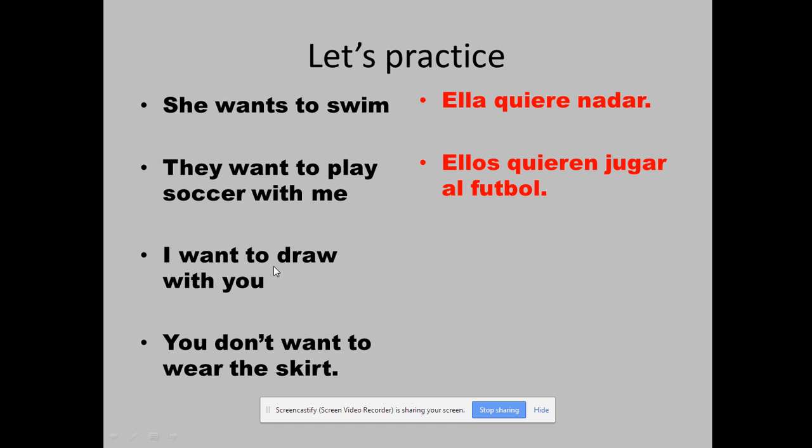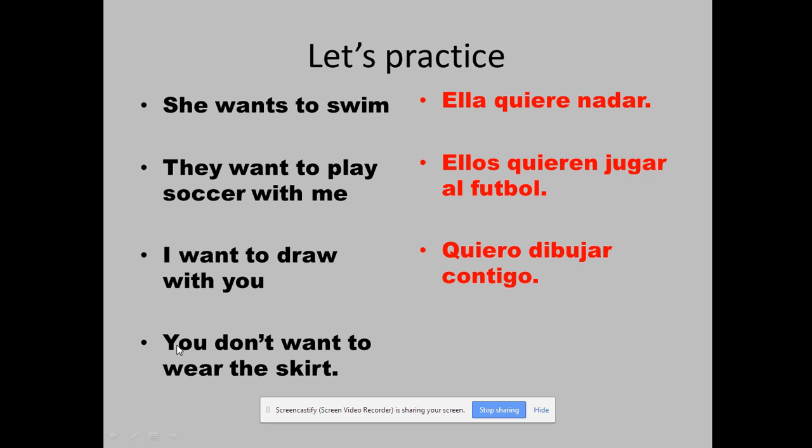I want to draw with you. So instead of quiere or quieren, what form are you going to use for I want? Okay? You're going to say yo quiero dibujar contigo, which is with you. Contigo. Yo quiero dibujar contigo. And I did mention this before, but if you are old enough to remember, there was a Taco Bell commercial with a Chihuahua, and he would always say, Yo quiero Taco Bell. And that's where that comes from. I want Taco Bell is what he was saying. Just a little tidbit of information for you.